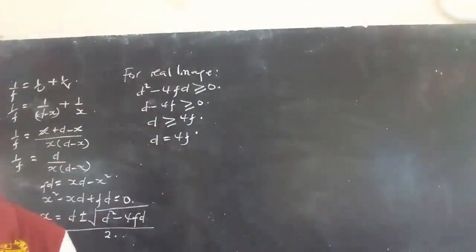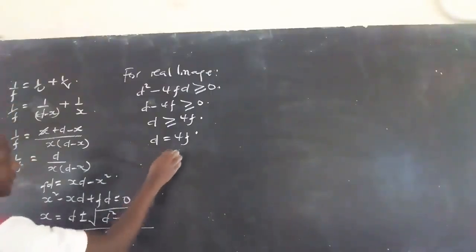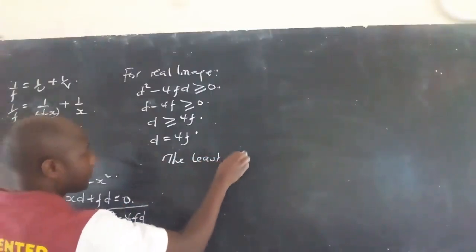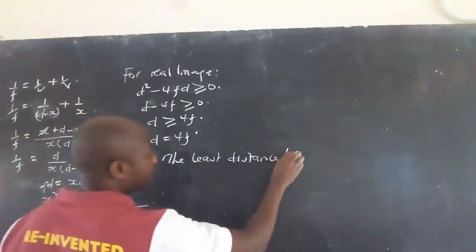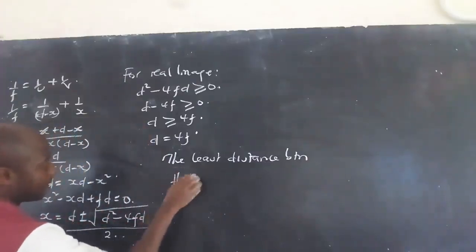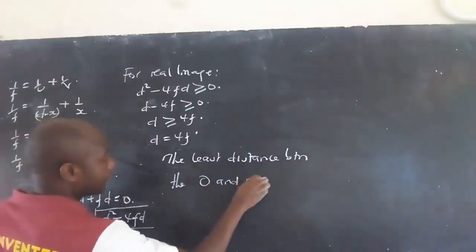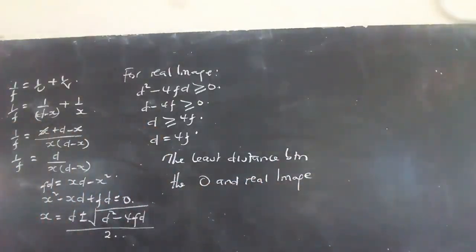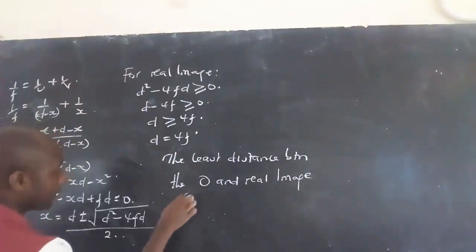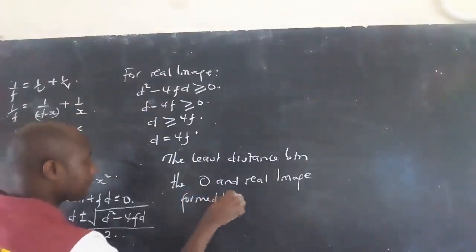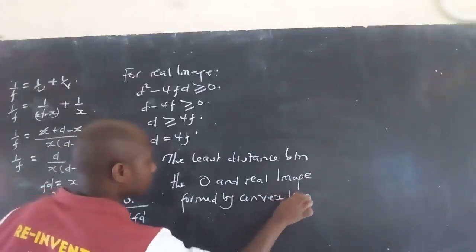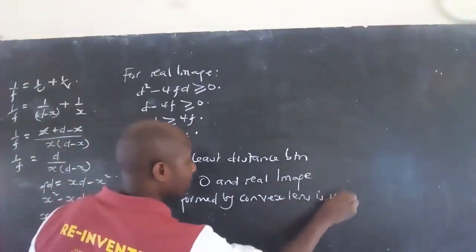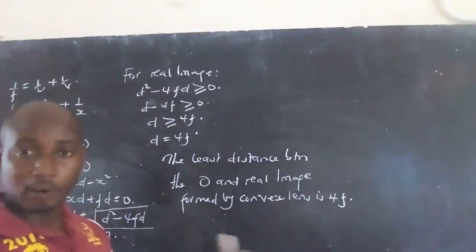So that means that the least distance between the object and your image formed by a convex lens is 4f, greater or equal to 4f.